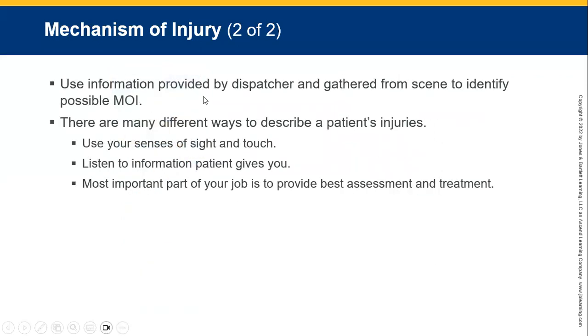We need to be able to use the information provided by the dispatcher and gathered from the scene to identify the possible mechanism of injuries, or MOIs. There are many different ways to describe the patient's injuries. Use your senses of touch and sight. Listen to the information the patient gives you, and the most important part of your job is to provide the best assessment and treatment for that patient.